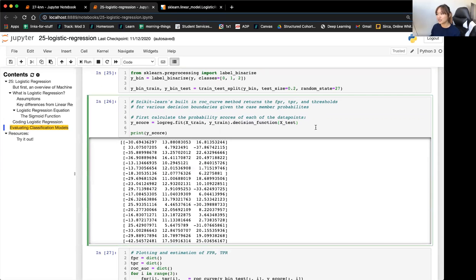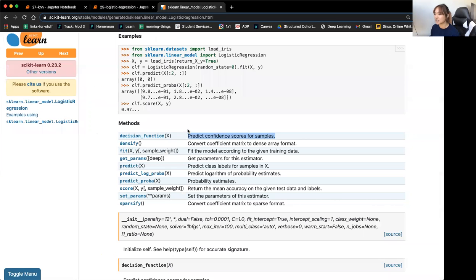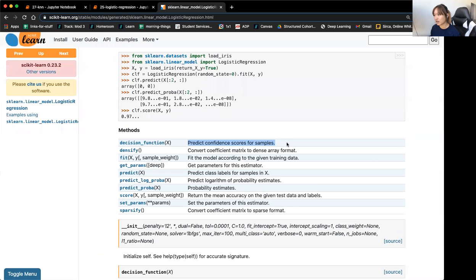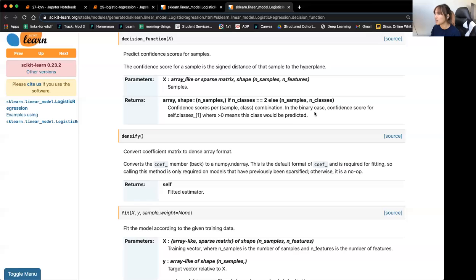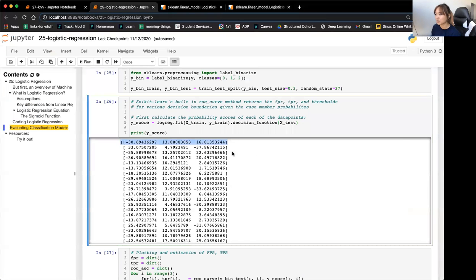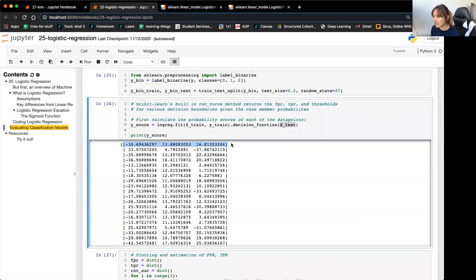The way you decide on your ROC curve is you have to use the decision function. If we pull up the documentation for logistic regression, the decision function outputs the confidence scores for the samples. To be honest, I'm not even sure exactly how it's calculated, but it says it's a signed distance of the sample to the hyperplane. So you can think of it as how confidently you're classifying something, or abstractly, how far a point is from your decision boundary. These are your decision scores for each test sample, and there are three classes, I'm guessing 0, 1, and 2.